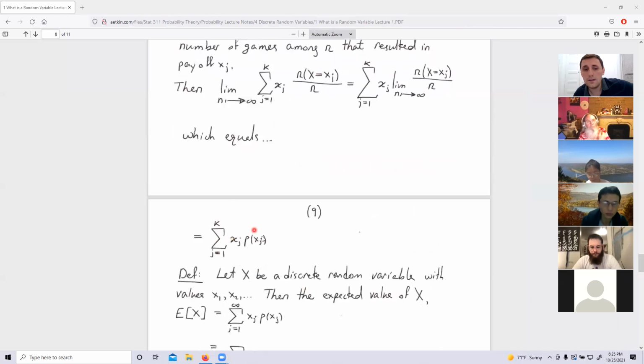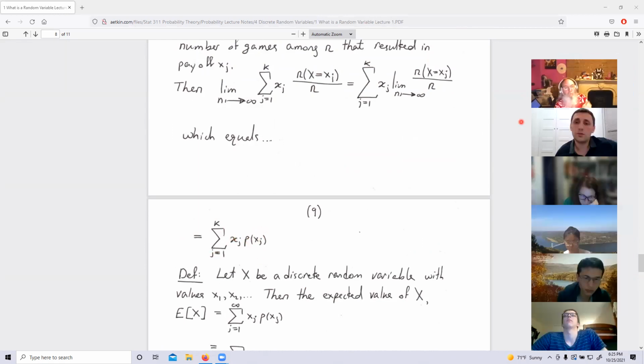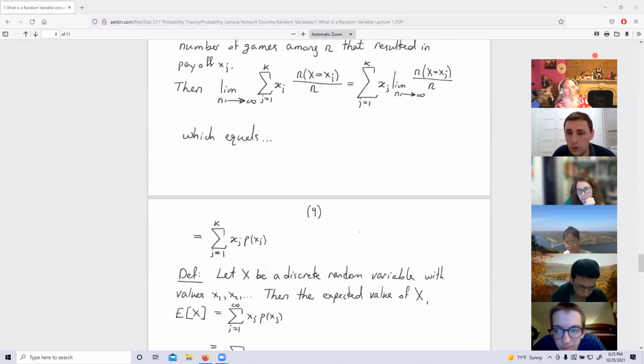We then have xj times p of xj, where j is 1 to k. So this is just the probability of getting that payoff. So we have that the expected value from this description is just the payoff multiplied by the probability of getting it. You see how we derive this expression? Yes, guys? It's very, very important for you to see it as clearly as possible, and hopefully I explained it well.